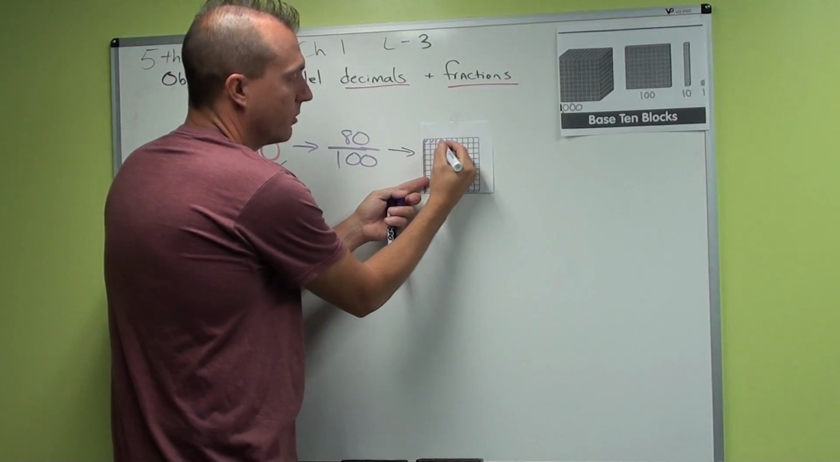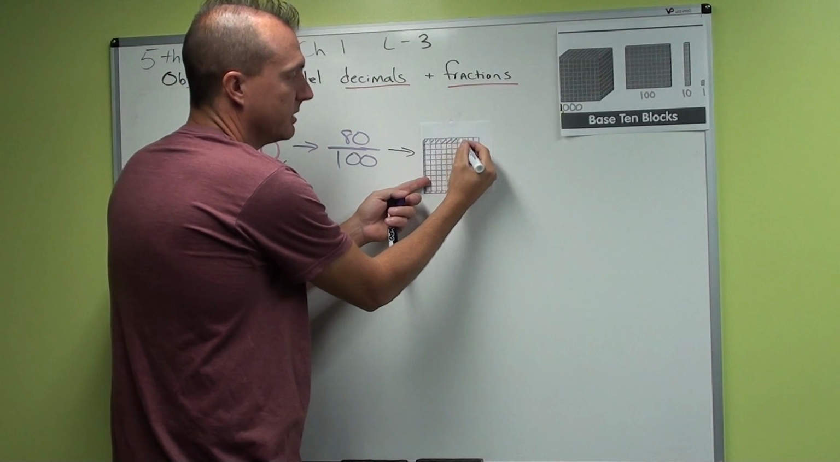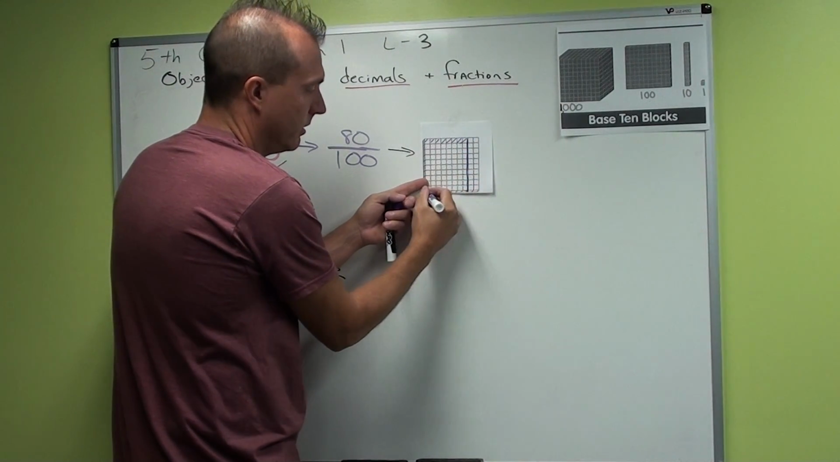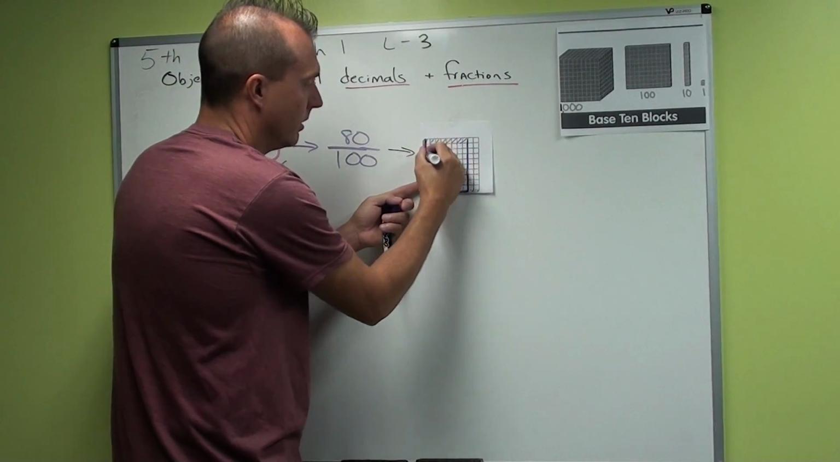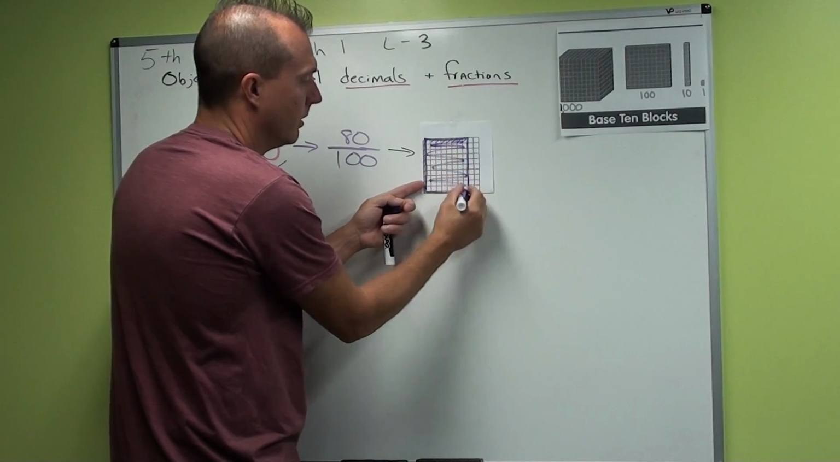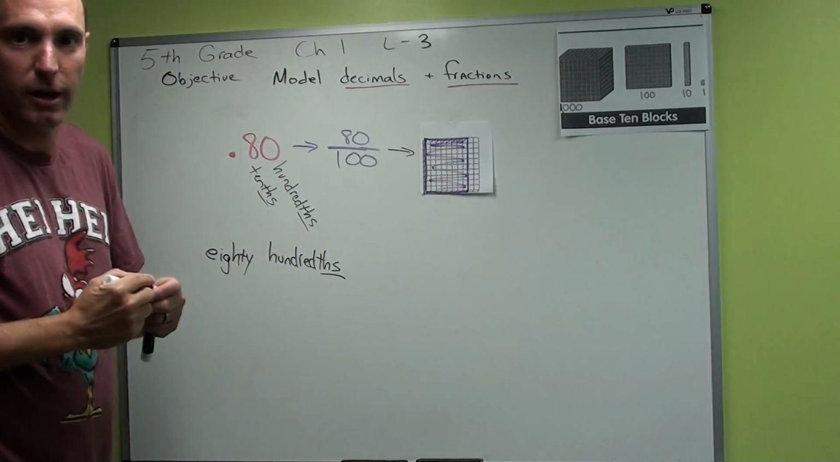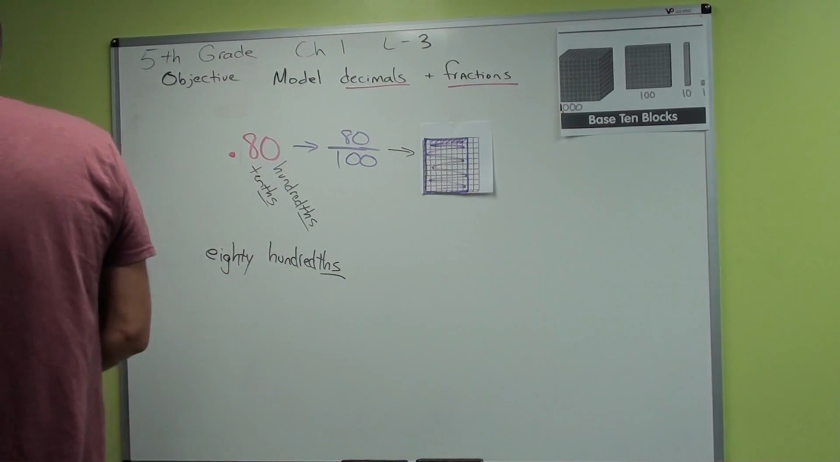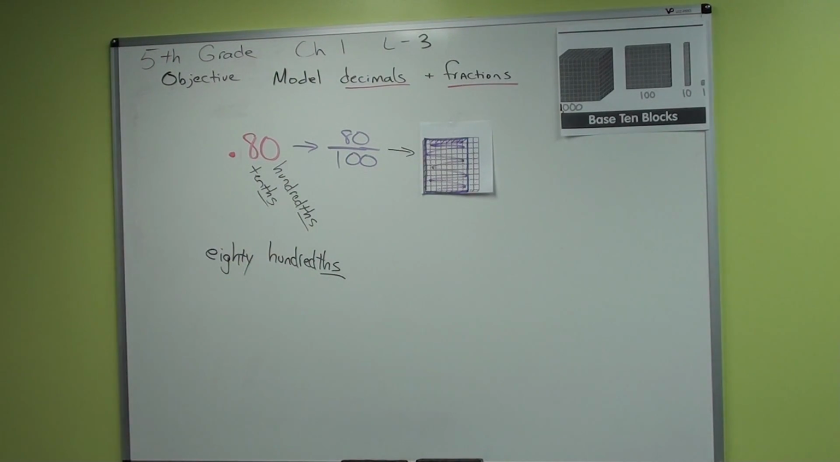10, 20, 30, 40, 50, 60, 70, 80. And I know that all of the ones under it are filled in. There we go. I don't have to color every single one in. We don't have to do that. But there is another way to do it.